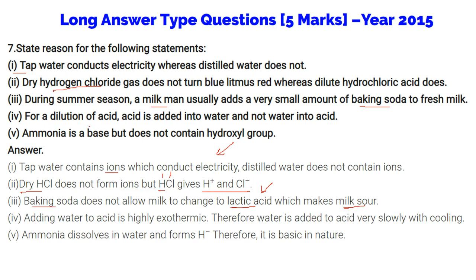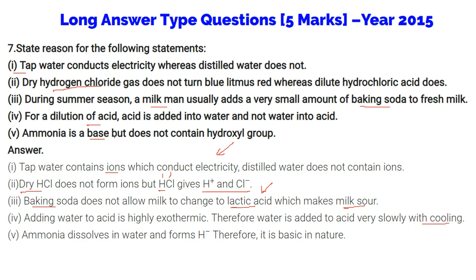For dilution of acid, acid is added into water and not water into acid, because it is highly exothermic. Adding water to acid is highly exothermic. So the acid is added to water very slowly with constant cooling.